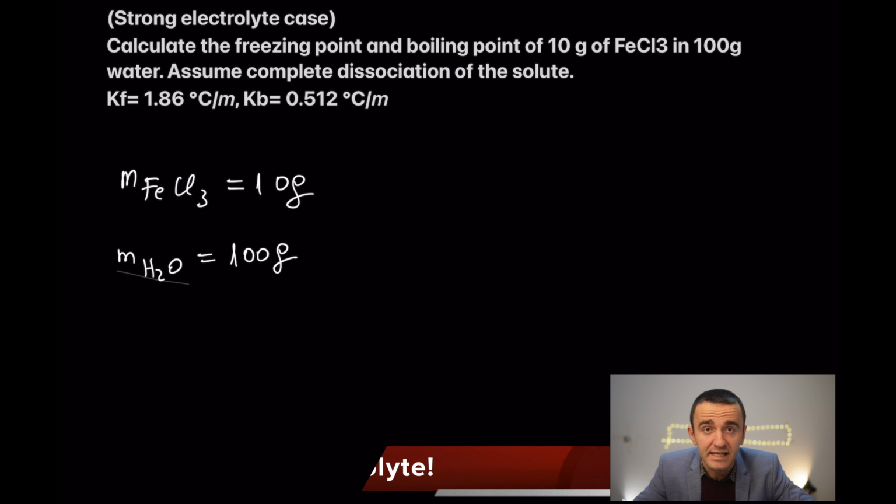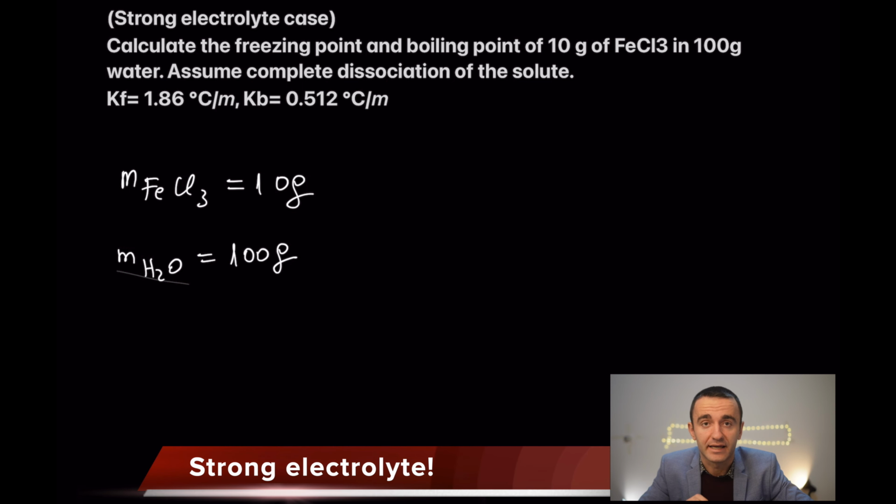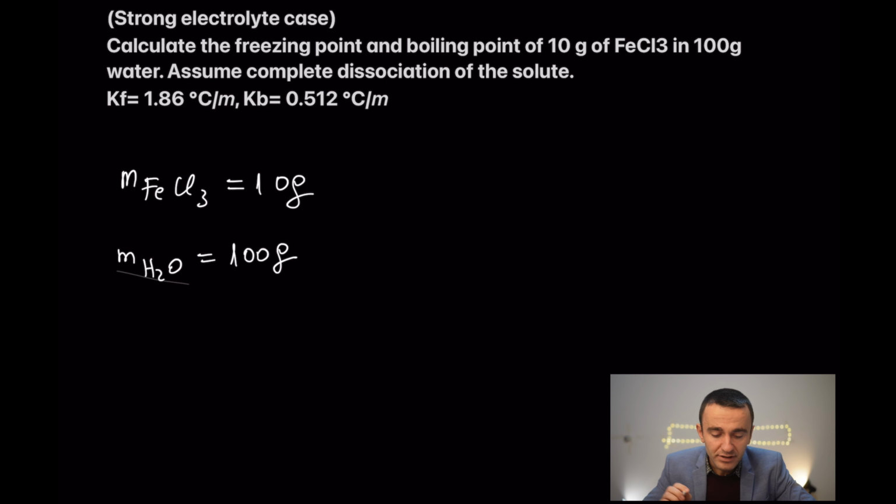Let's move now to a case that considers a strong electrolyte. Calculate the freezing point and boiling point of 10 grams of iron(III) chloride in 100 grams of water. Assume complete dissociation of the solute.